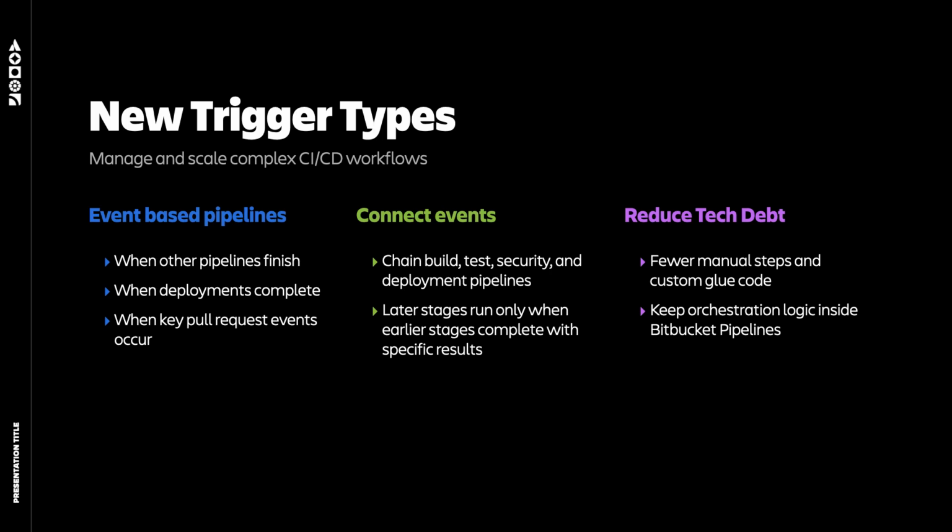So instead of building external orchestration, you can chain stages together, send notifications on failures, or generate release notes on merge, all defined in your pipeline configuration. And because these triggers work together with shared pipelines, you can set up reactive workflows that span your entire workspace without duplicating configuration across repositories. Now, let's look at how to set this up in Bitbucket Pipelines.